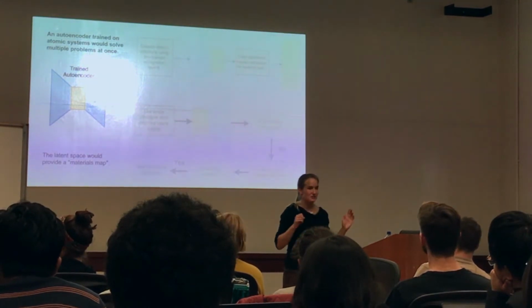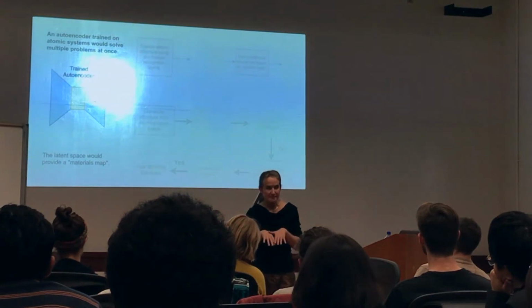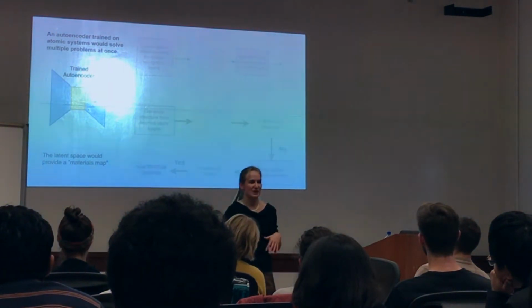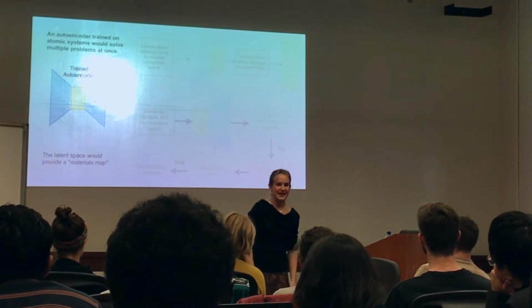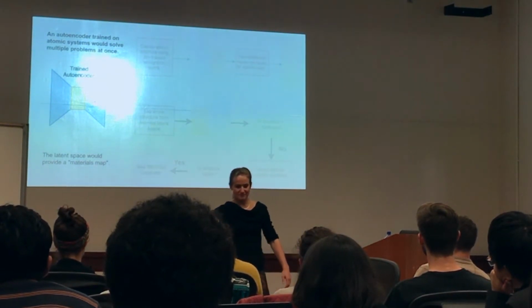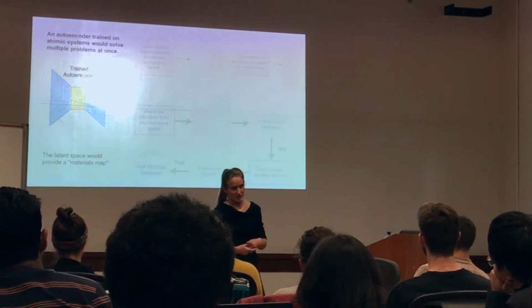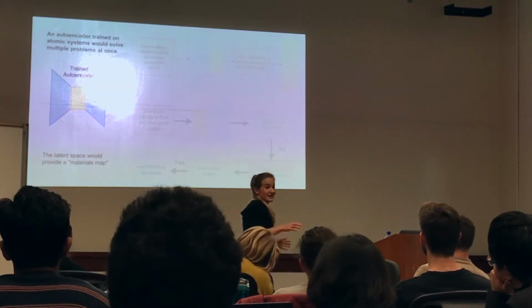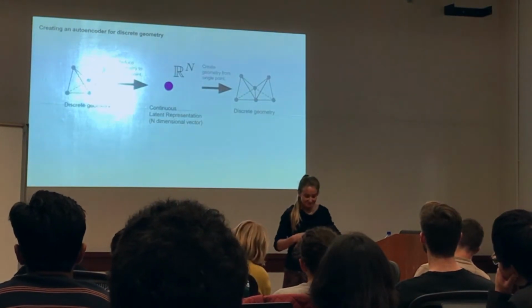But lastly, I really want to see this latent space, because it would basically be a materials map. It would help us assess what it means to say, how similar are silicon and, I don't know, this battery material? Like, what does that mean? So you would get a similarity metric with it. That would be pretty great. Obviously, we don't have this yet, but it would be really great if we did.